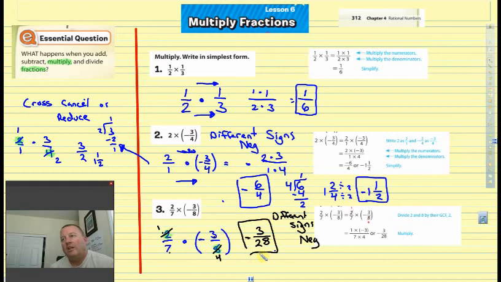So notice now I don't have to reduce at the end because I took care of it at the beginning. If you can take care of it at the beginning, you don't have to do anything at the end. If you don't do it at the beginning and you just multiply straight across, you'll have to reduce at the end. It is your choice.